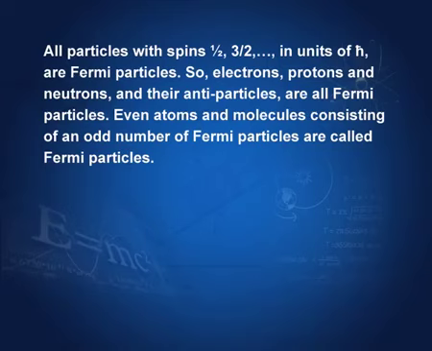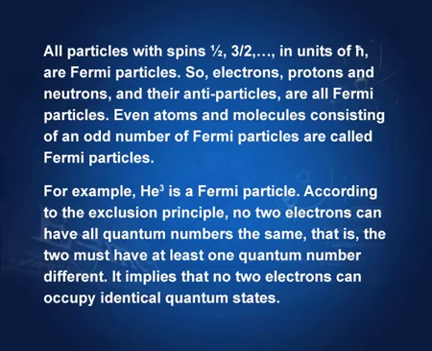All particles with spin half, 3 by 2, 5 by 2, etc. in units of h cross are Fermi particles. These particles are called Fermi particles. They have spins half, 3 by 2 in units of h cross. So, electrons, protons and neutrons and their antiparticles, that is anti-electron, anti-proton, they are all Fermi particles. Even atoms and molecules consisting of an odd number of Fermi particles are called Fermi particles. For example, He3, helium 3 is a Fermi particle because it contains 3 Fermi particles.